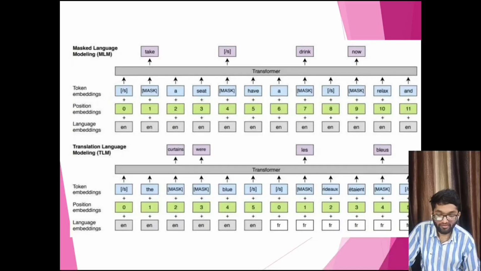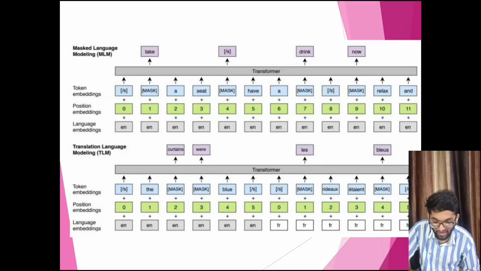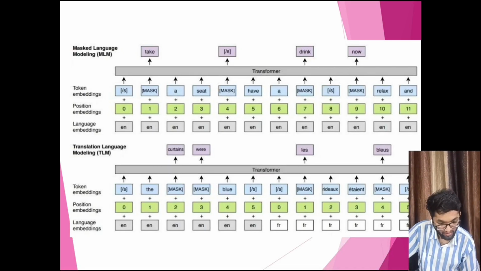These images show the difference between MLM and TLM. The sentence is "Take a seat and have a drink now." The missing words are "take a mask", "seat and mask a drink now". MLM will only suggest English words, but TLM can also predict the French words missing in those sentences.